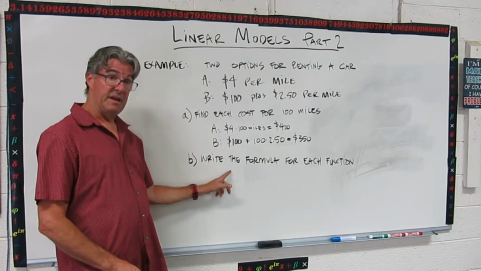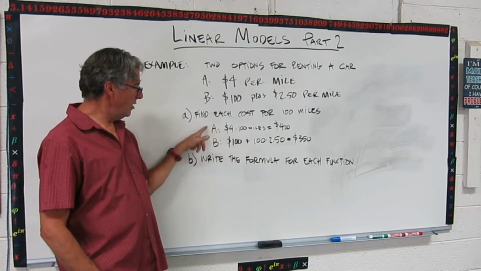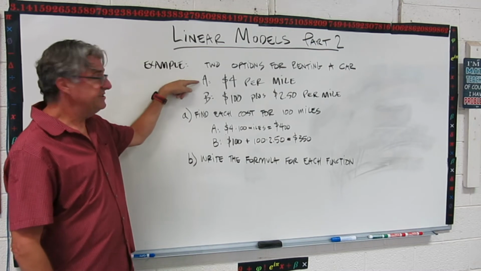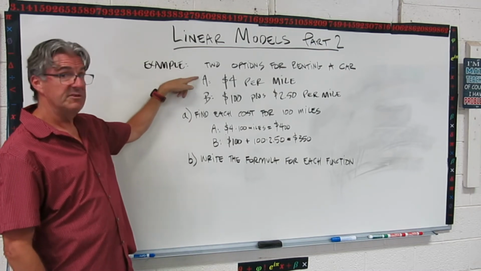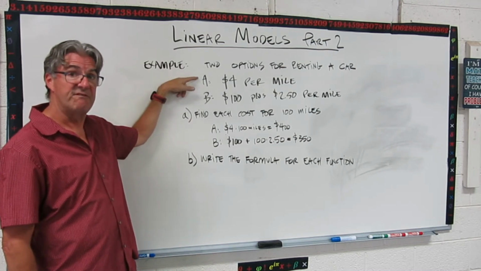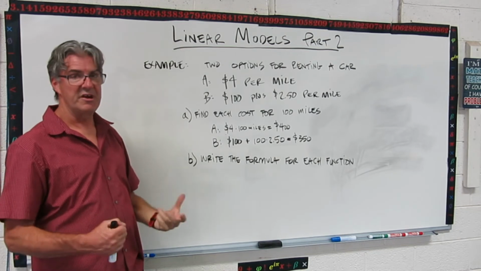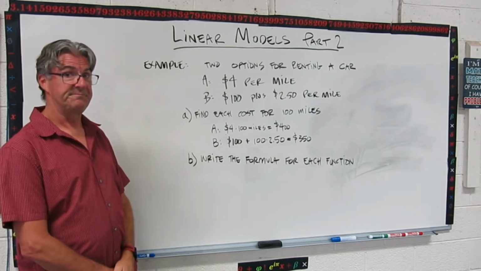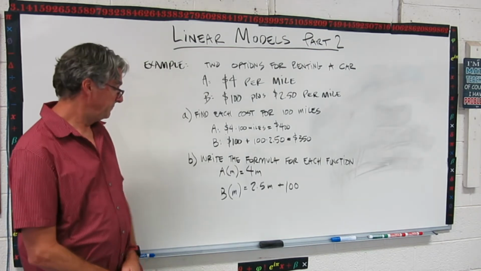Pause the video for a minute and write the formula for each function. Each of these rules for how much it costs to rent a car can be viewed as a function. For bonus points, try to write it in function notation. Okay, let's see how you did.